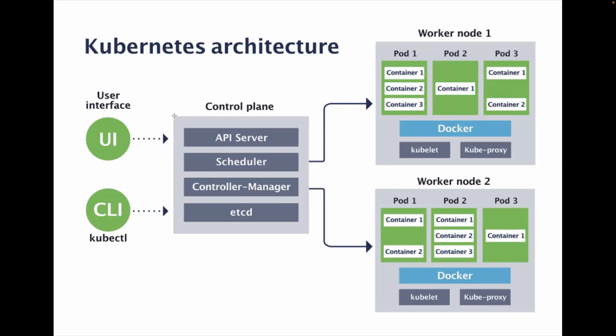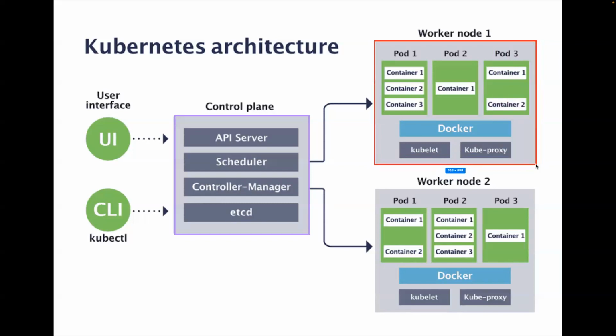So this is your control plane, called the master node. And these are called the worker nodes. This is the worker node. There's another worker node. You can have any number of worker nodes, right?